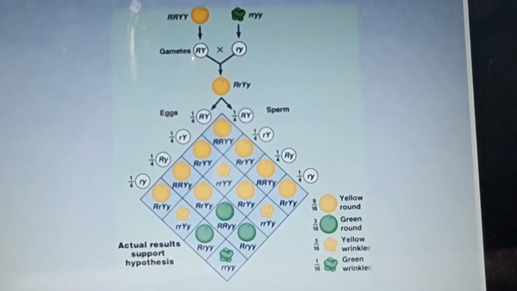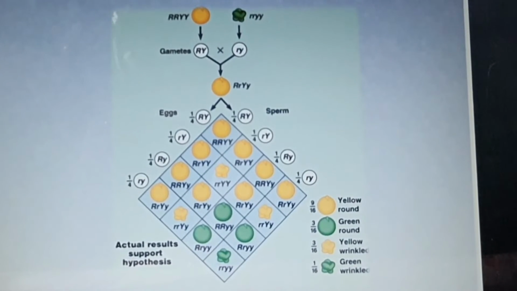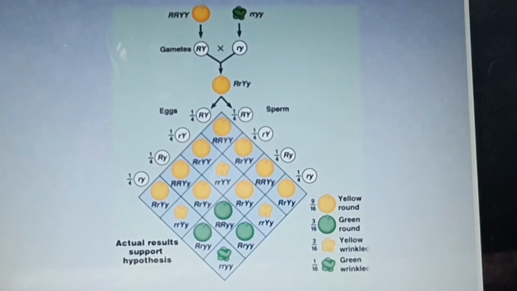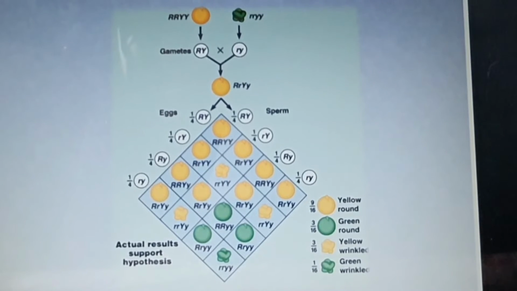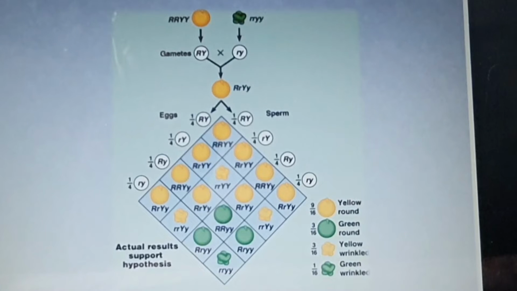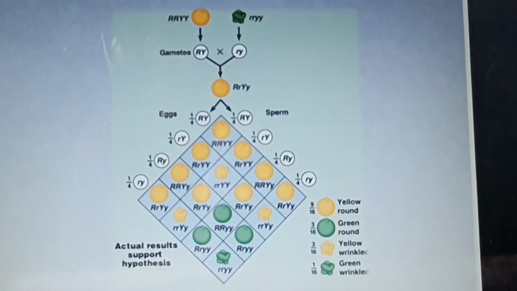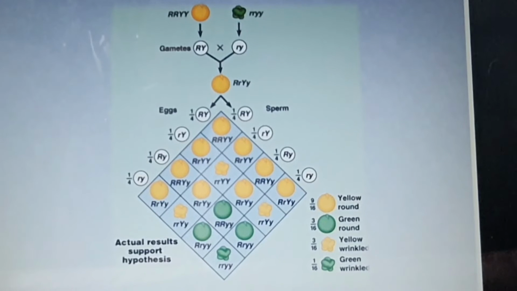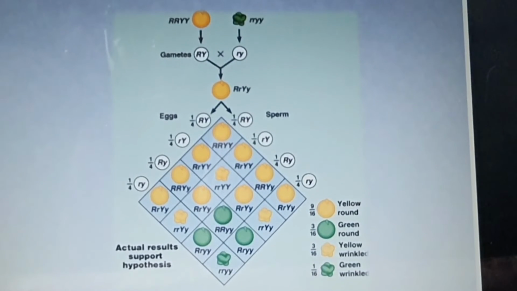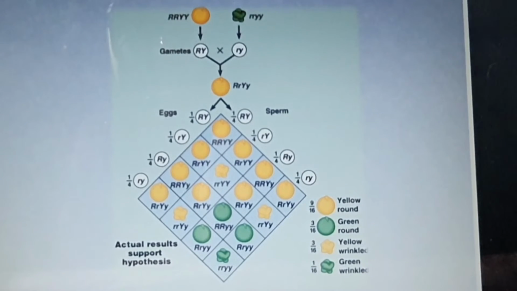See, capital R, capital R, capital Y, capital Y, round and yellow, and small r, small y, green and wrinkled. Gamete separation occurs, and the F1 generation is capital R, capital Y, small y. Then selfing occurs and the F2 generation is obtained. You can say genotypic combination and phenotypic combination. Okay, this is all about dihybrid cross.